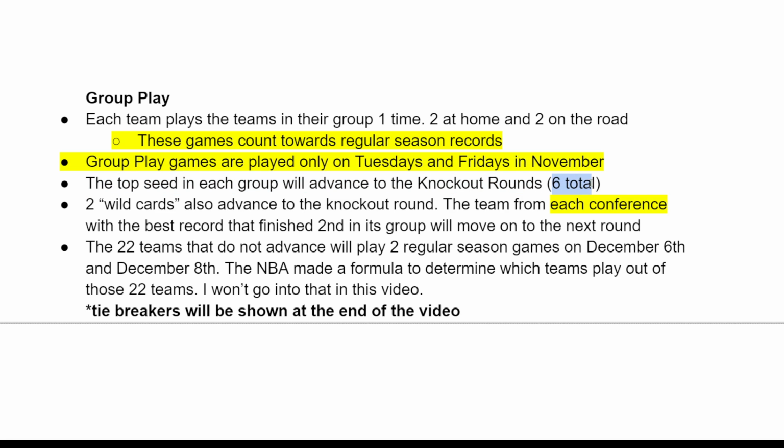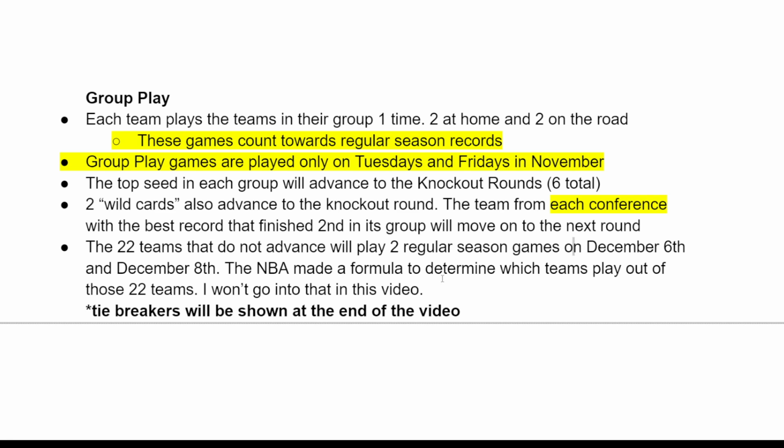So the top seed in each group will advance to the knockout rounds. So there's 6 leaders of the top seeds. There's also going to be 2 additional ones. The wildcards are also going to advance to the knockout round. The team from each conference with the best record that finished second in its group will move on to the next round. The 22 teams that didn't advance, they'll play 2 regular season games on December 6th and December 8th.